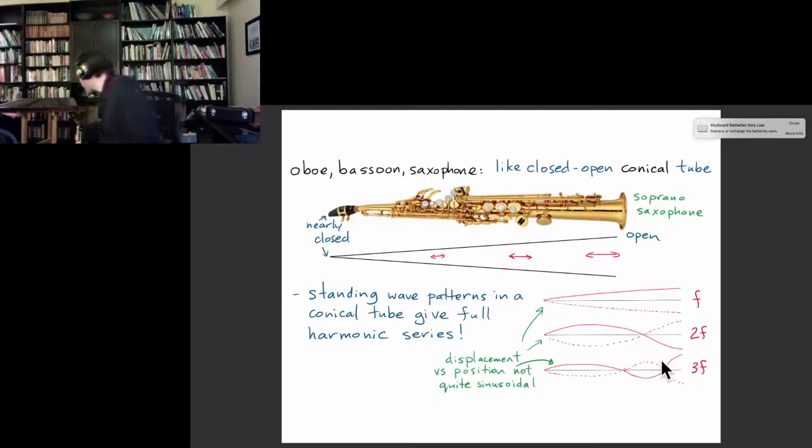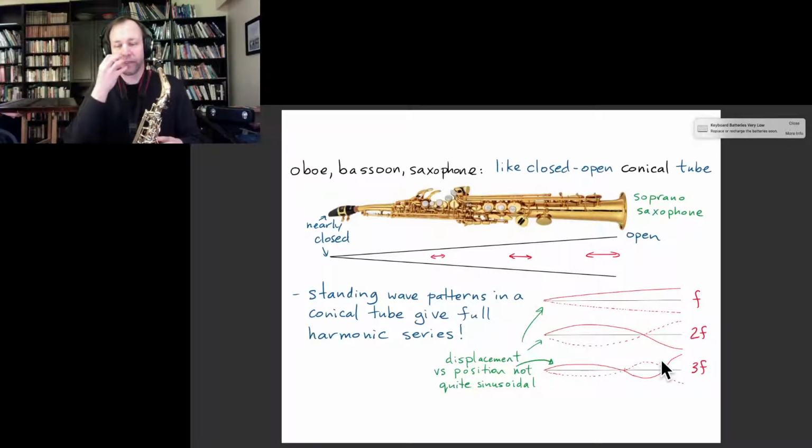So with a saxophone, then you can just keep your fingers in the same place. So I'll cover up most of the holes, and then just using my mouth, I can play these different notes. I'll just try to play the fundamental and the second harmonic and the third harmonic.